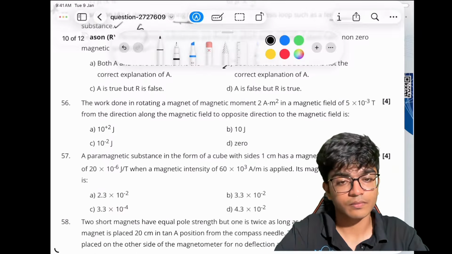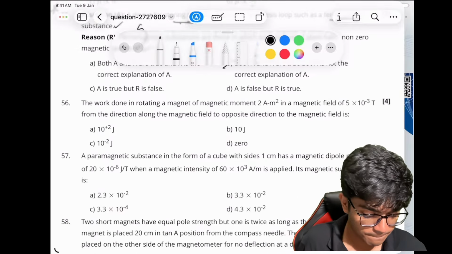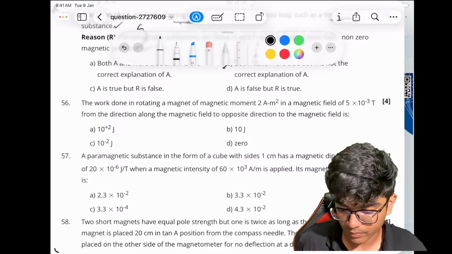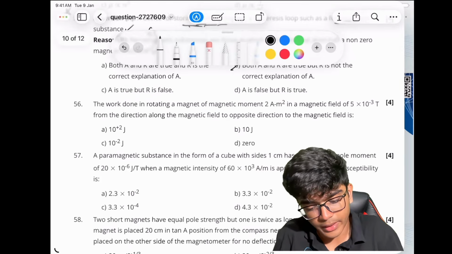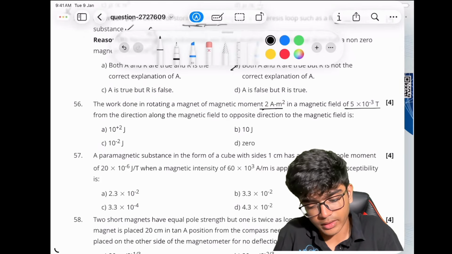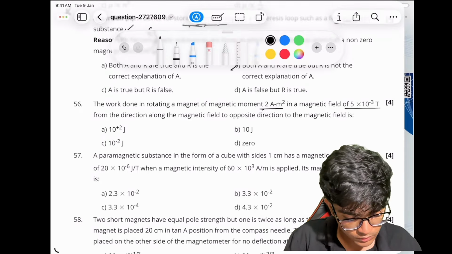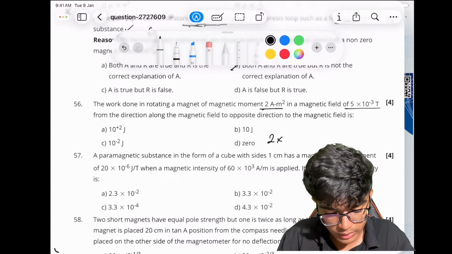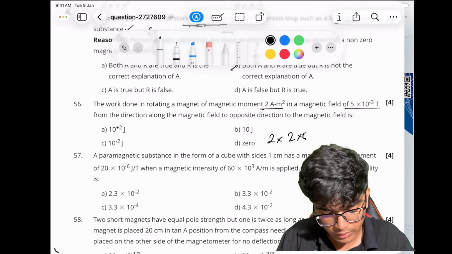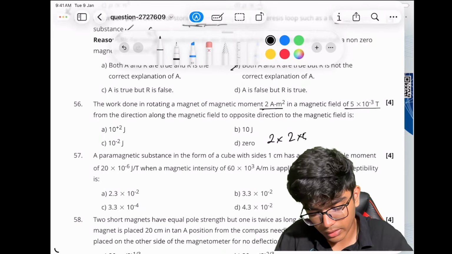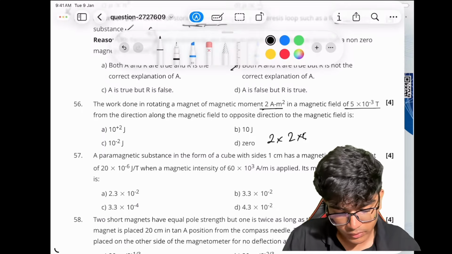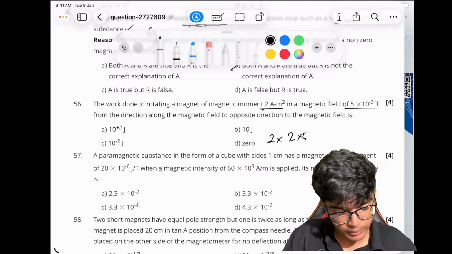Okay, work done in rotating a magnetic moment கொடுத்துறாங்க, field கொடுத்துறாங்க. It's nothing but the opposite action of field, that is 2MB, 2 into M into B, 4 into 220, 4 5 are 20, 2 into 10 power minus 2.